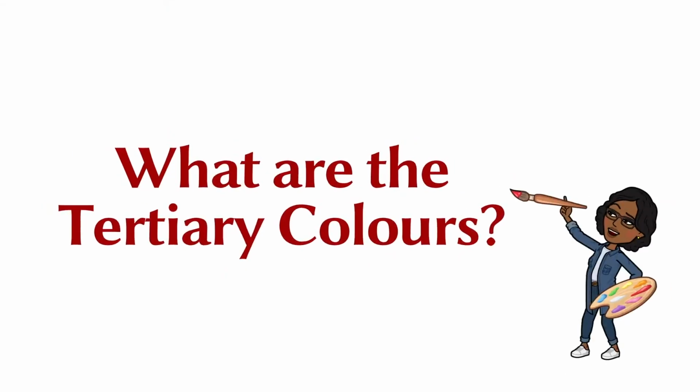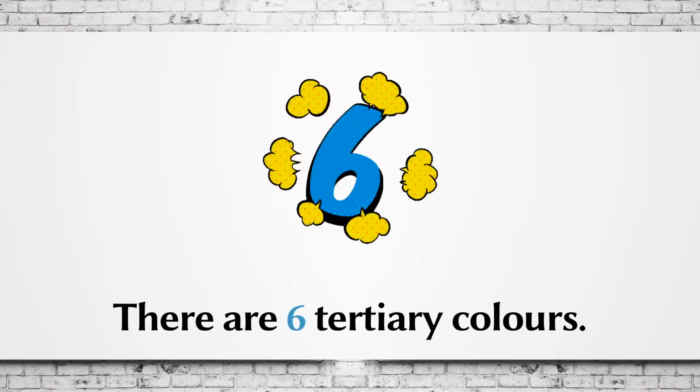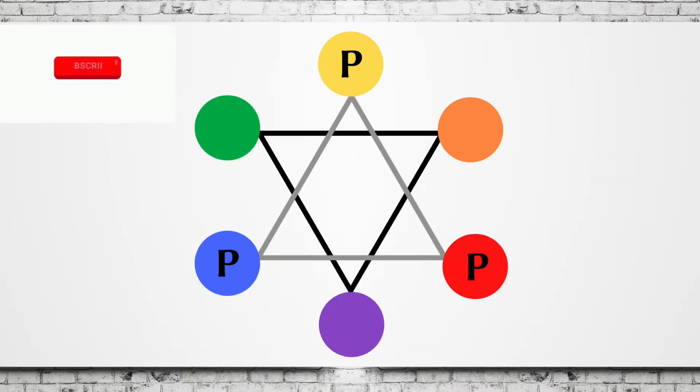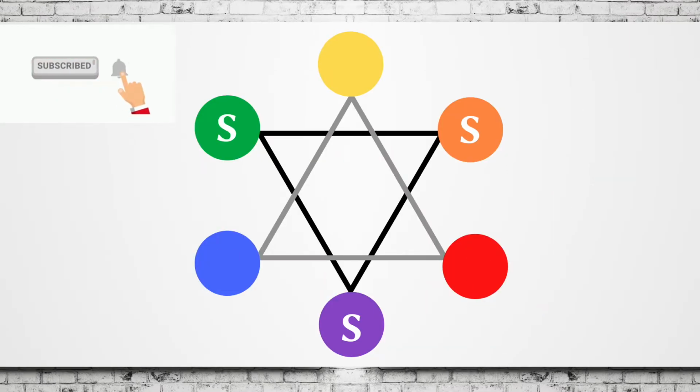Let's get started. What are the tertiary colors? There are 6 tertiary colors. Tertiary colors are made by mixing a primary color with a secondary color. These are the primary and secondary colors.